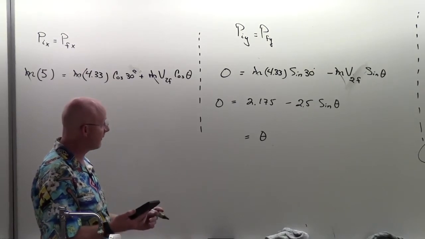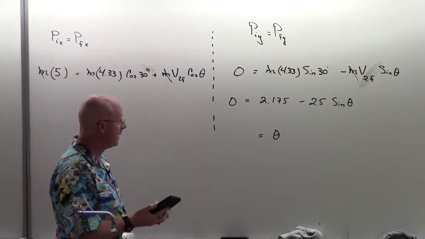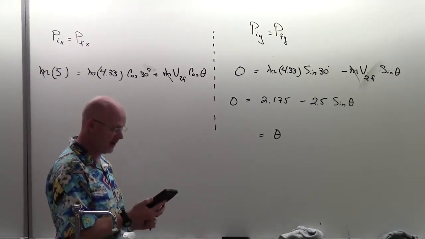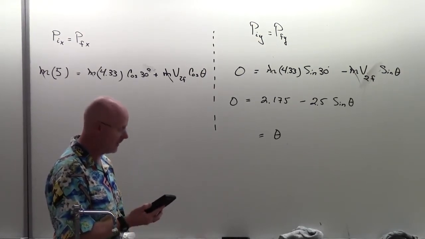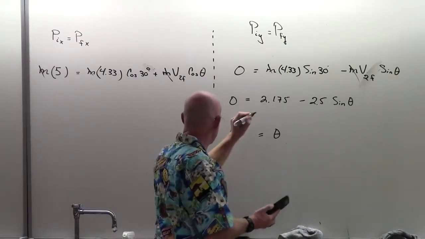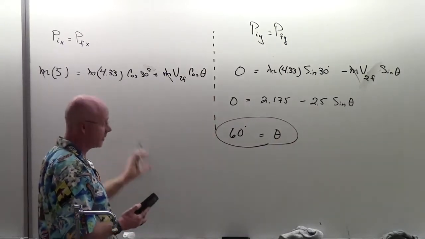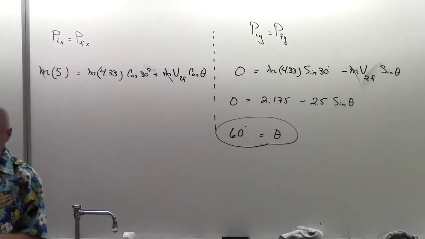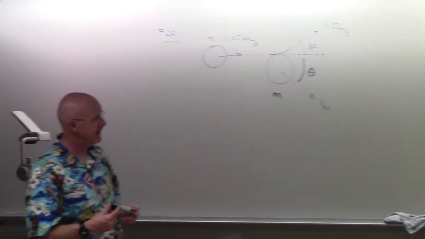And so if I solve this, what do I get? 2.175 divided by 2.5 and take the arc sine, then I get 60 degrees. And hopefully that would confirm what I get over there. It'll also confirm something else that at least I know, and it used to be a homework problem, but he took it out of the 7th edition, so I don't think I have it assigned there for the homework anymore.